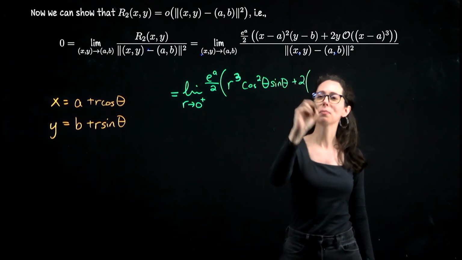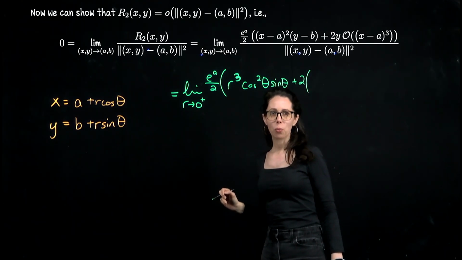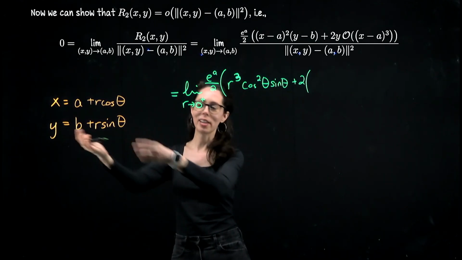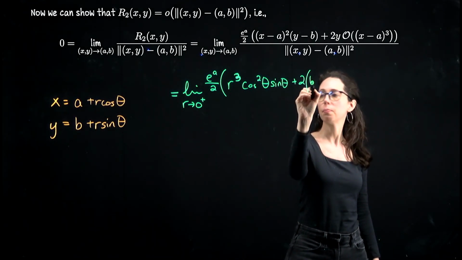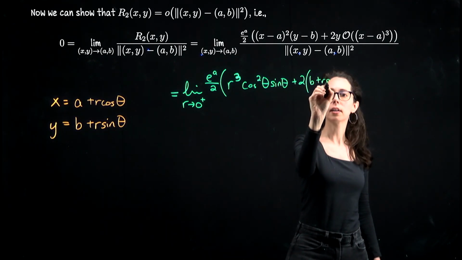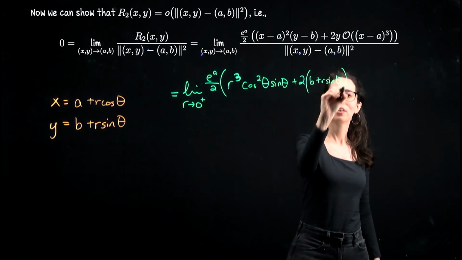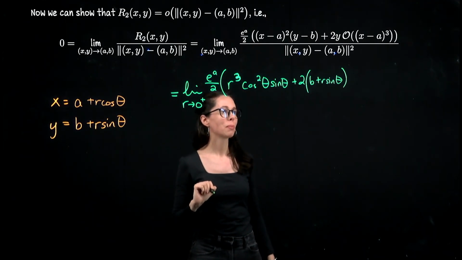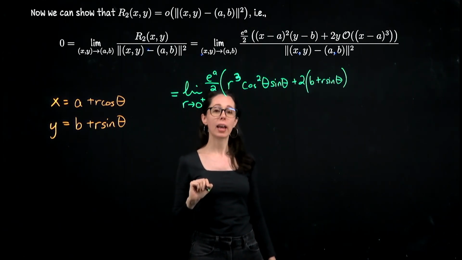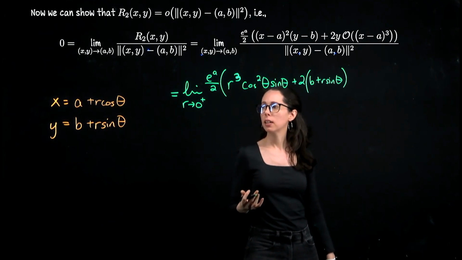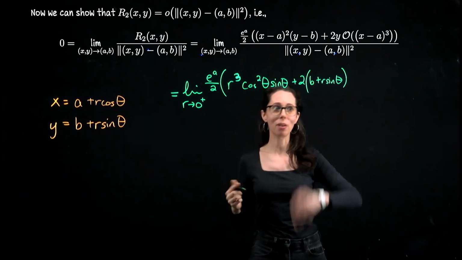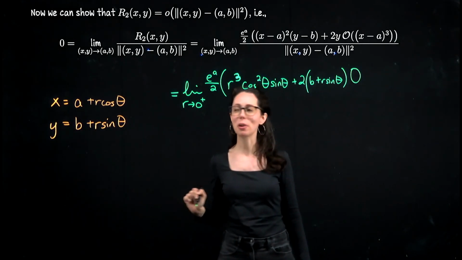Plus 2 times, it's tempting to just write y, but let me put this whole expression in. As r goes to 0, that's just going to go to b, but we'll have b plus r sine of theta. Okay, I think I can fit this in here. And then little o of x minus a cubed. Okay, bring a over again. I'm going to write little o of, big O. There, it's big O notation now.